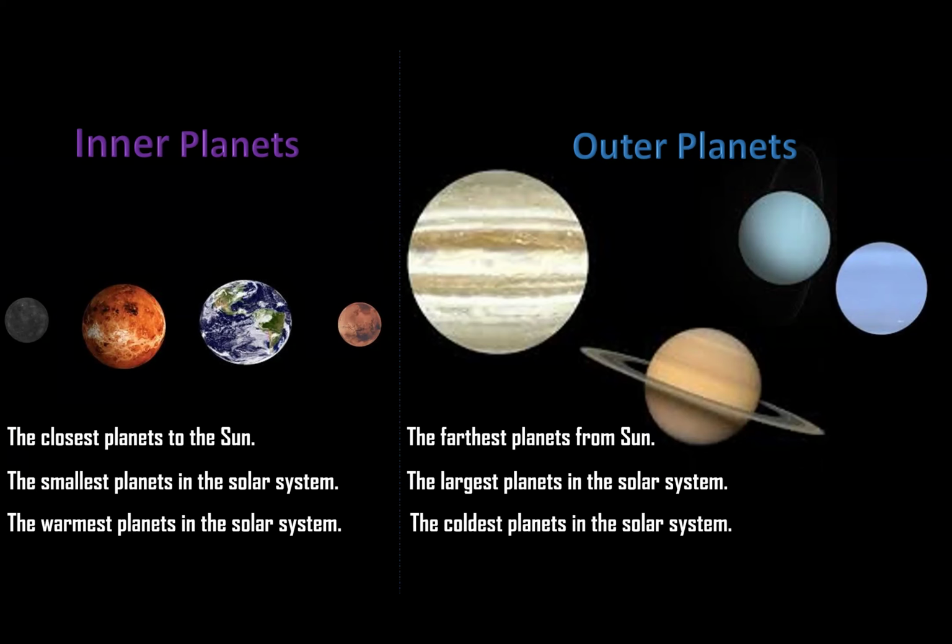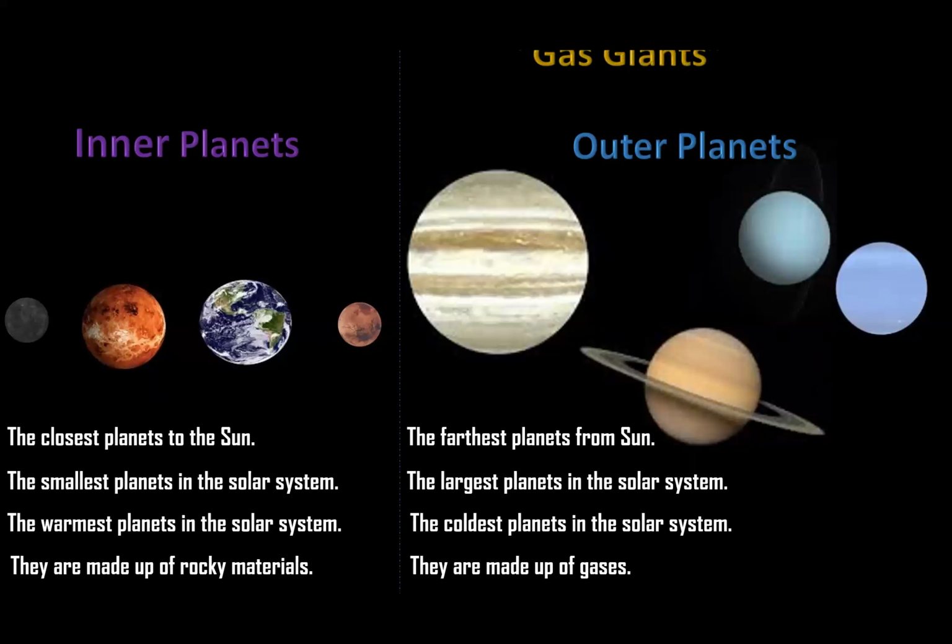And if you remember, when we were explaining the meaning of a planet, we said it is a huge ball of rock or gas. That means some planets are made up of rock and others are made up of gas. So the inner planets are made up of rocky materials, while the other planets are made up of gases. This is why they are called gas giants. Gas giants means very huge. So those are the characteristics of the inner planets and outer planets.